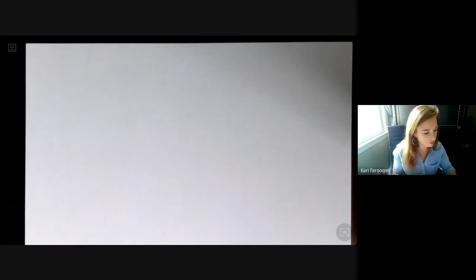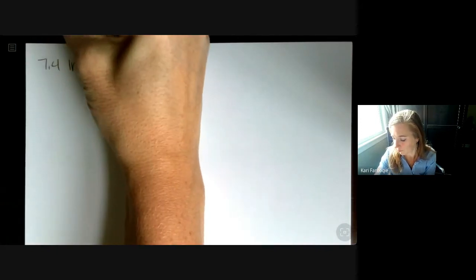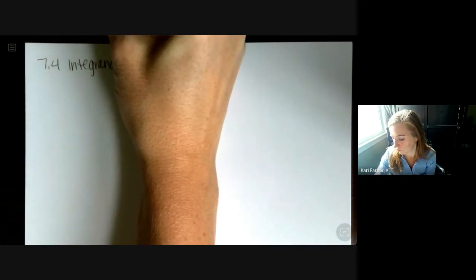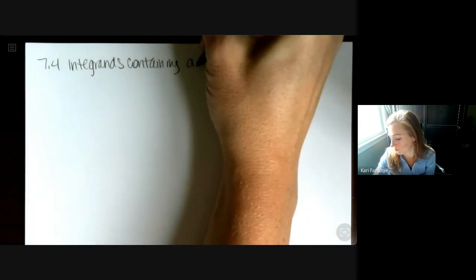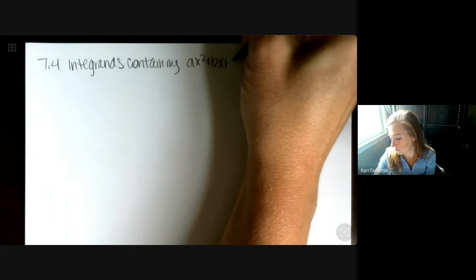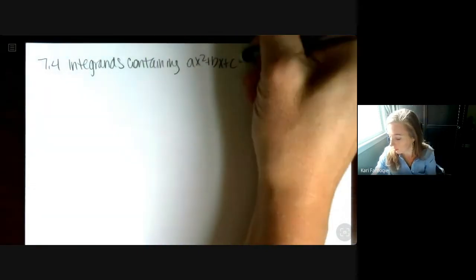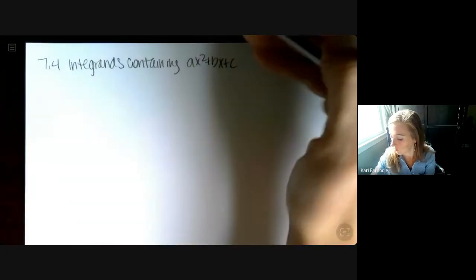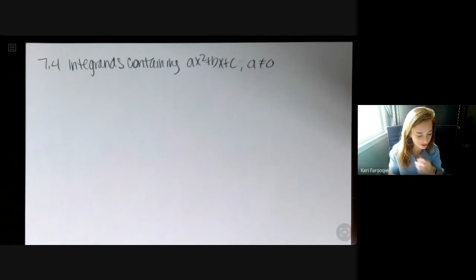All right, so 7.4 is officially called integrands containing ax squared plus bx plus c. Oh, not equals 0. This is not an equation. I meant to say where a is not equal to 0. Otherwise, you wouldn't have a quadratic. You would just have a linear expression there.